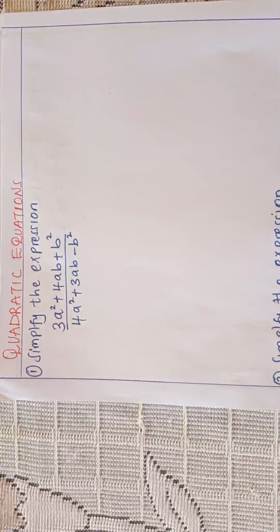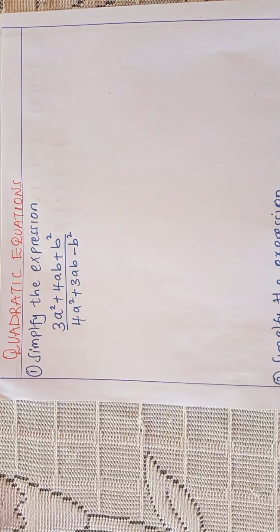We begin with the first question. We have three questions that we are going to discuss in this session. The first question reads: simplify the expression 3a squared plus 4ab plus b squared, divided by 4a squared plus 3ab minus b squared.